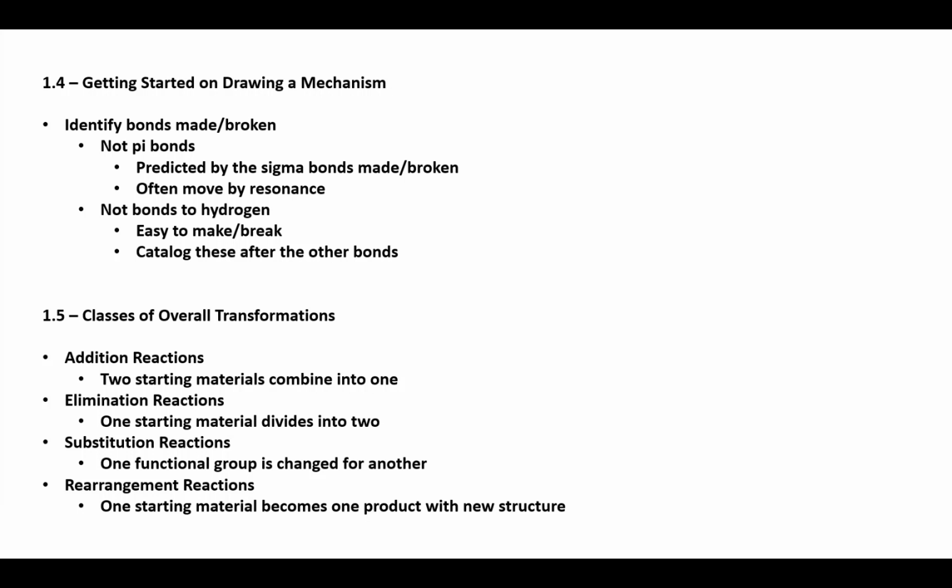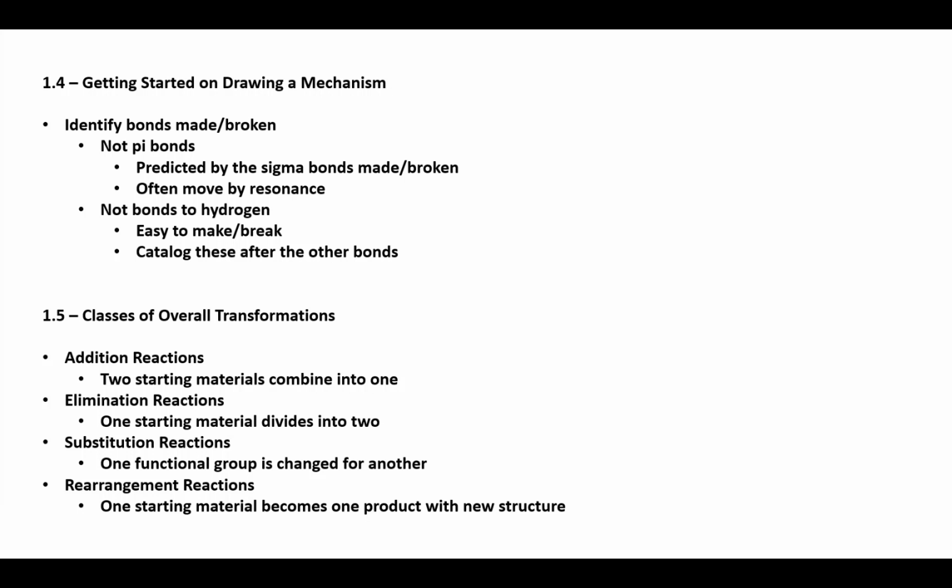And so just to re-emphasize, look for the bonds between carbons and other atoms. Look for the bonds between heavy atoms that are made or broken. Those are going to be your signposts to tell you where the reactions are occurring. Once we know where those reactions are occurring, we can break things down into what kind of transformation is happening.